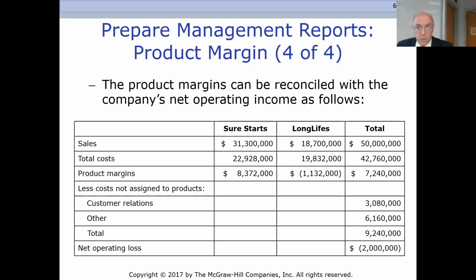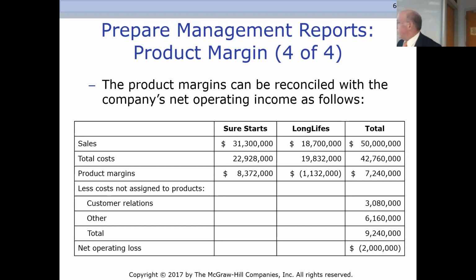The product margins can be reconciled with the company's net operating income as follows. This is where they got the $2 million loss overall. But you notice how they structure this. They have the Sure Start sales, total cost, product margins, and then customer relations, that $3,080,000, that's not allocated. And the other costs are not allocated. Some costs are not allocated.